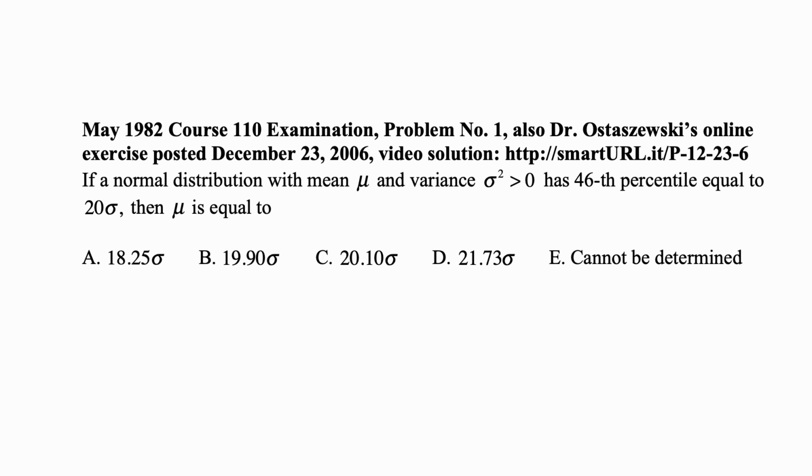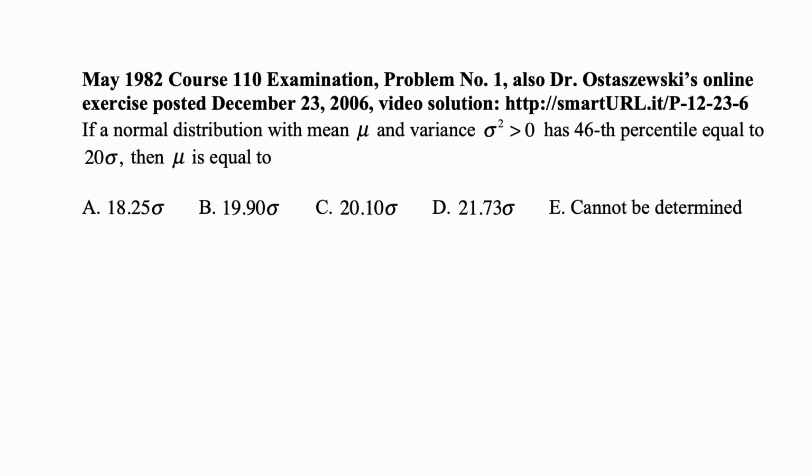Here's a problem for today for exam P on probability. If a normal distribution with mean mu and variance sigma squared greater than 0 has 46th percentile equal to 20 sigma, then mu is equal to, and we have 5 answer choices. Please note that the first 4 are all a function of sigma, and the 5th one is that you can't determine mu in terms of sigma.